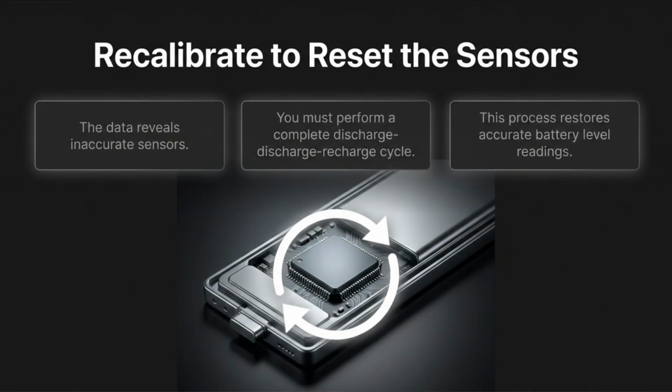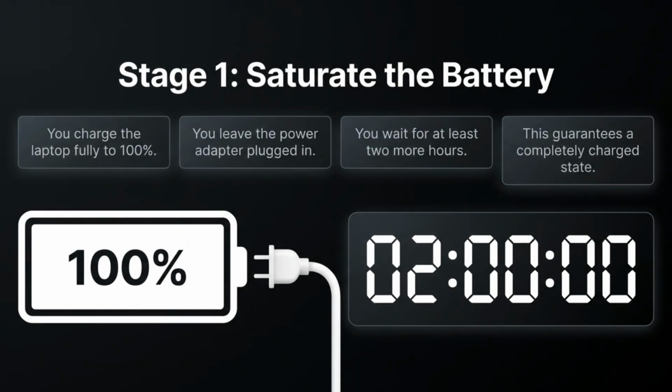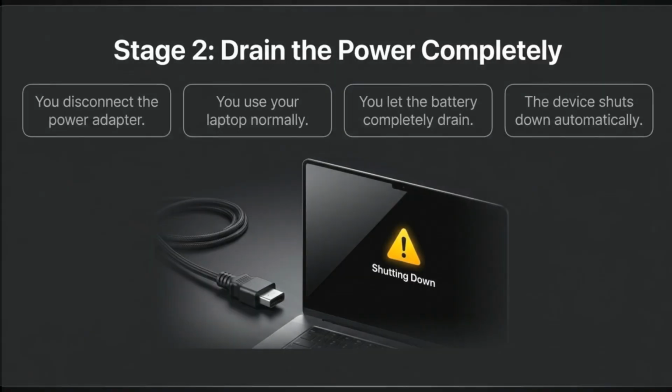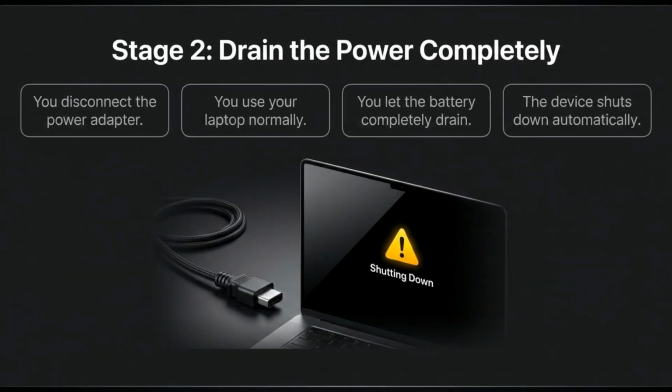If the data reveals inaccuracies, perform a full discharge and recharge cycle. This recalibration process resets the sensors for more accurate readings. Stage 1. Saturate the battery. Charge your laptop to 100%, keep it plugged in, and wait at least 2 additional hours to ensure a full state.